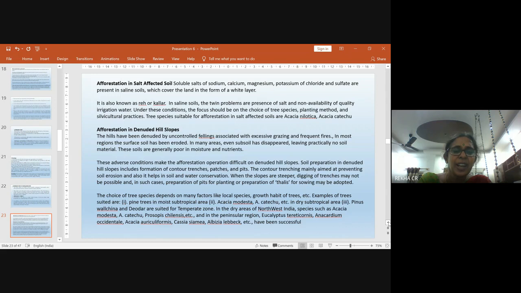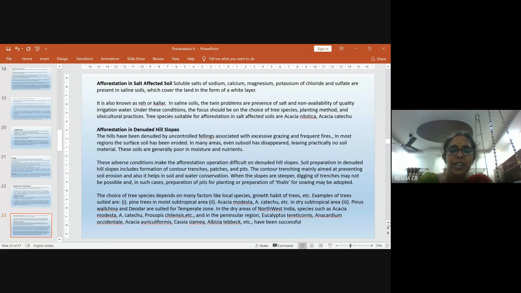So afforestation in denuded hill slopes. The hills have been denuded by uncontrolled fellings associated with excessive grazing and frequent fires. In most of the regions, the surface soil has been eroded. Usually in erosion, wind erosion or water erosion, the topsoil is removed. And in certain areas, especially on the hilly slopes, the layer below the topsoil, called the subsoil, is also eroded. So practically no soil material is present. These soils are generally poor in moisture and nutrient content. So these adverse conditions make the afforestation operation difficult on denuded hill slopes.